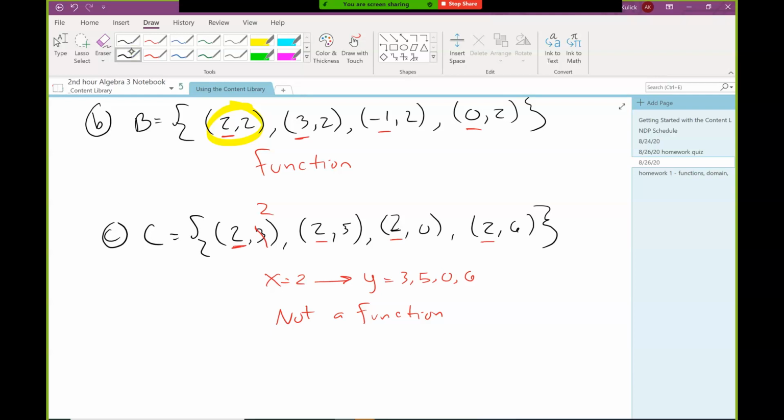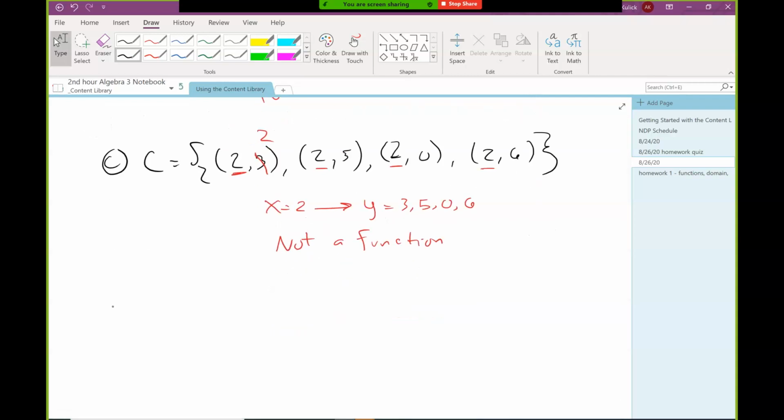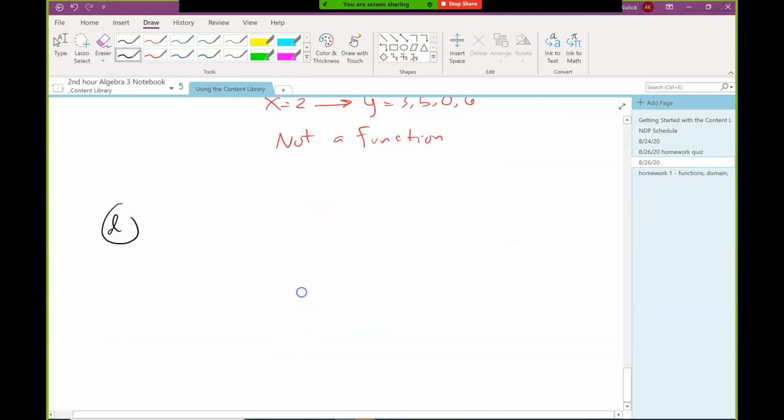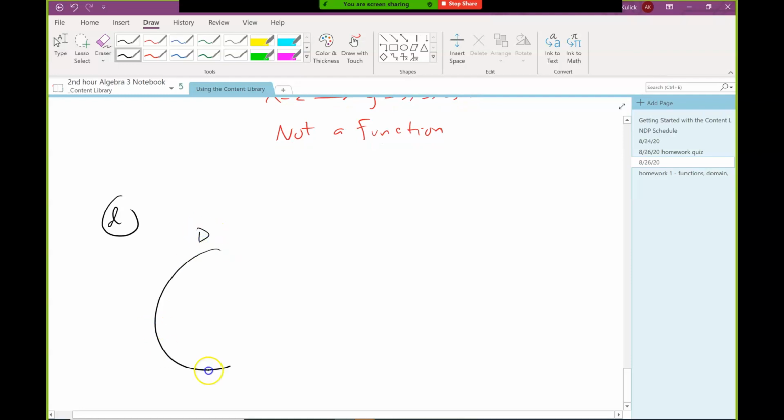Do we feel good about looking at a set of ordered pairs and determining if it's a function or not? Basically it boils down to looking for repeated x's. Okay, let's do some with some mapping diagrams.